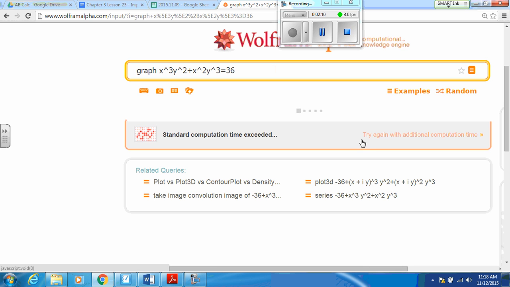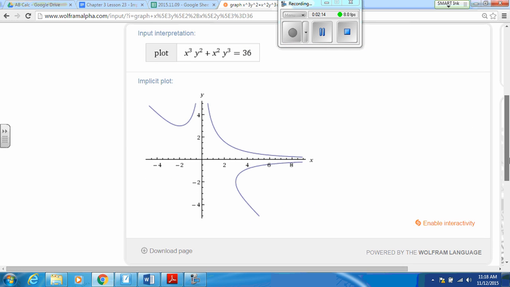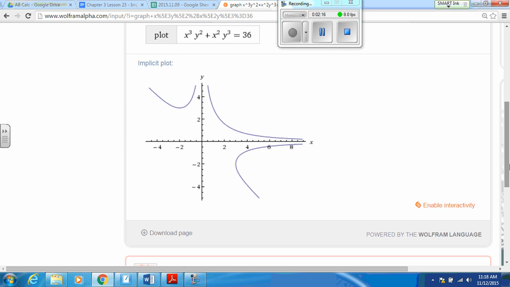Ah, standard computation time exceeded. There it is. Maybe it's because we all did it at once. Yeah, mine doesn't work again. It's really odd. Try refreshing it in just a minute.